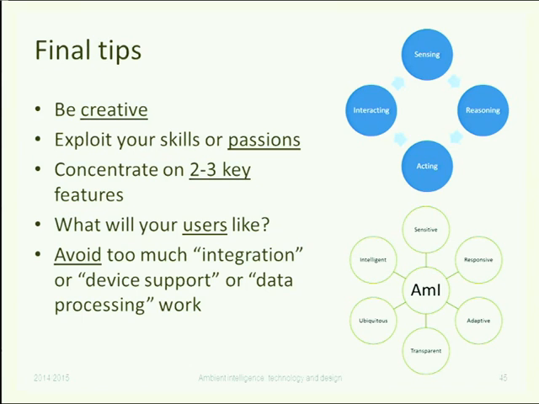Concentrate on 2-3 key features. If you list 25 features, they are not key features. It's a long list of features to make marketing happy. 2 or 3 or 1, but very strong, very good. This is a system for doing this and that. Well, it's needed, it solves the problem well, people will be happy, and I will show it working.